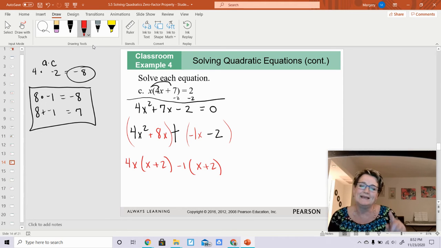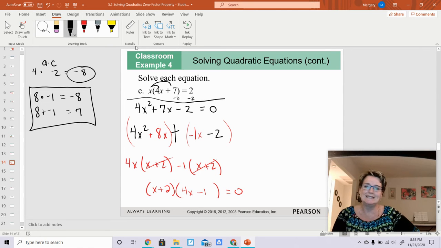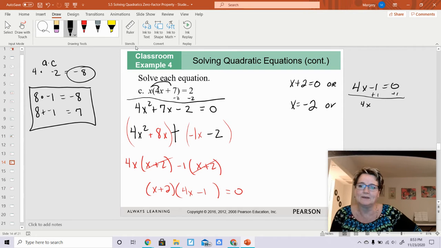If you don't believe me, negative 1 times x is a negative 1x, and negative 1 times 2 is a negative 2. You can always check it. This one here is going to be x plus 2 because they both share it. So once I factor that out, I'm left with 4x. Once I factor that out, I'm left with negative 1. Now don't forget, set it equal to 0. Now what you need to do is take both of those parentheses and set them equal to 0: x plus 2 equals 0, or 4x minus 1 equals 0. And now just solve for x. This one's going to be a negative 2, or I'm going to add 1 to both sides. And then I'm going to divide by 4.